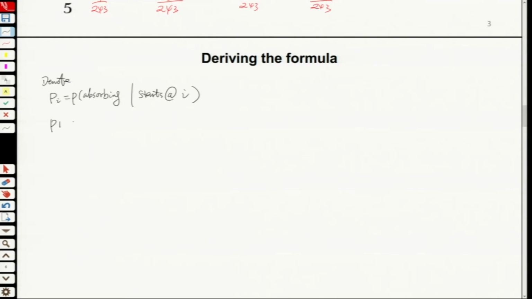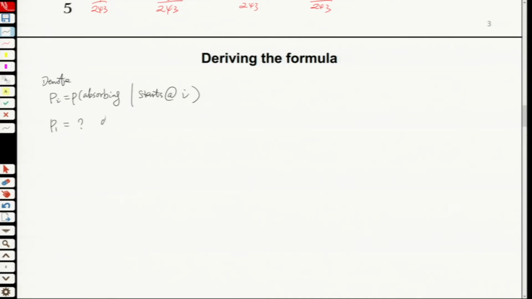P_1 is actually, this is a subscript. What is P_1? Actually, what does P_1 stand for? P_1 stands for this drunk man being one step away from the cliff. What's the probability he will get absorbed? What's the probability of absorbing, given that he's one step away? So this is a cliff, right? So one step away.